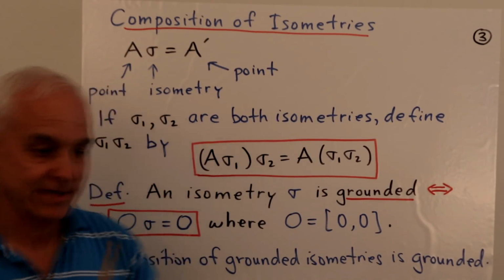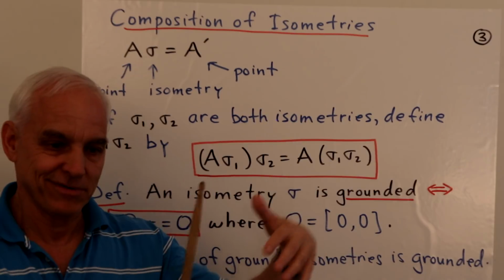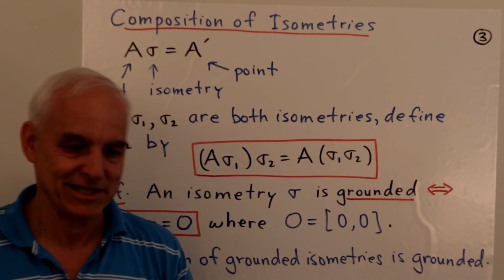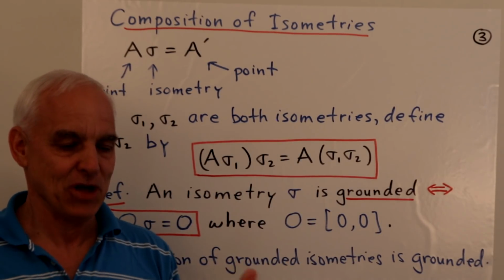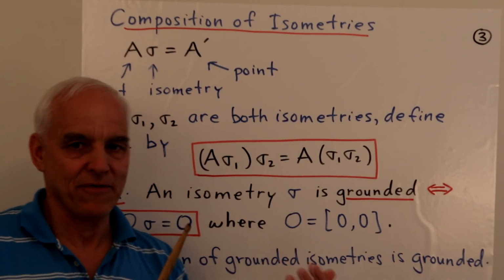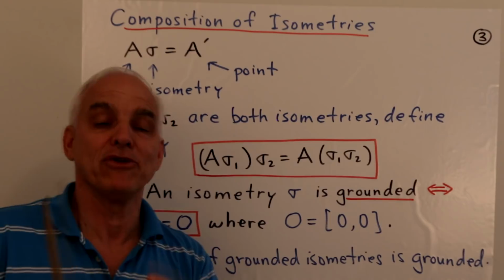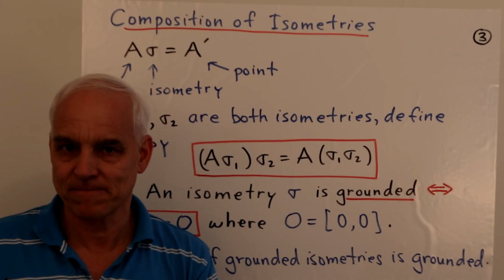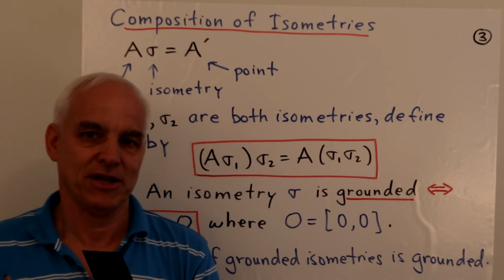And translations are typically not grounded because they always move points, at least if the vector that we're translating by is non-zero. But the grounded isometries are kind of the opposite to, or complementary to, the translations. And they're the ones that we're particularly interested in.